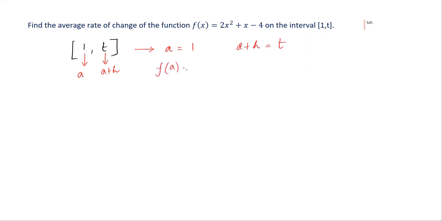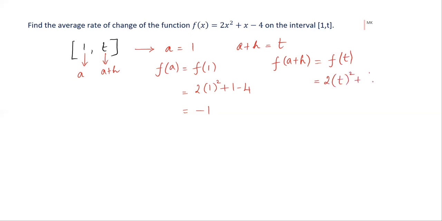So f of a is f of 1, which means I can plug in 1 in the place of x. That gives us negative 1. And here, f of a plus h is f of t. So wherever x occurs, you're going to plug in t. So it's as if your formula remained the same. Instead of x, you now have a t, which is true. That is what we have.